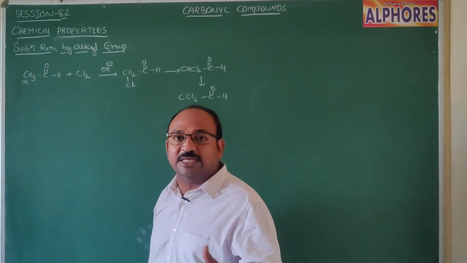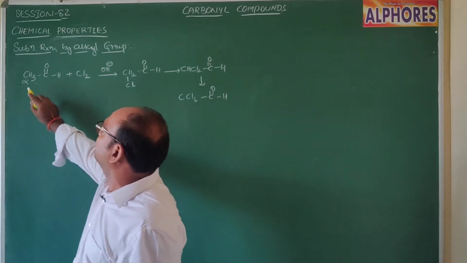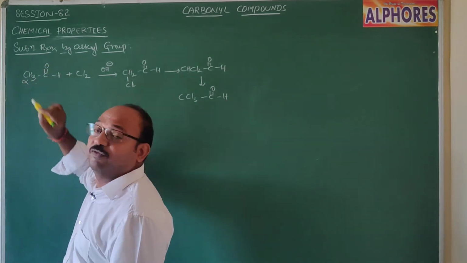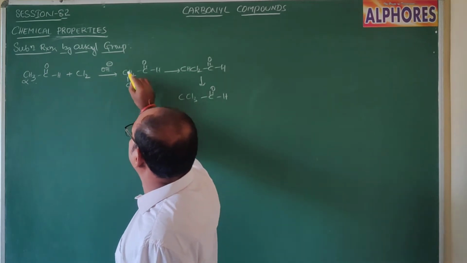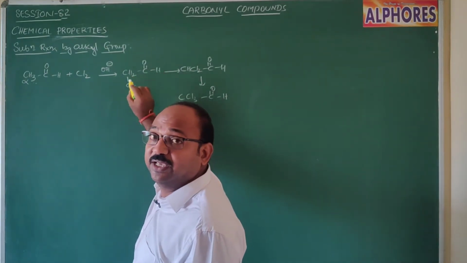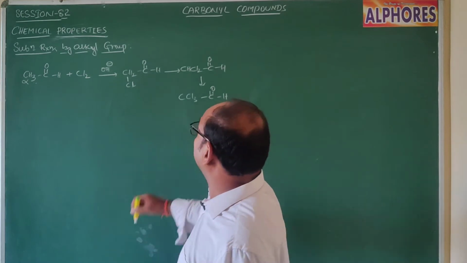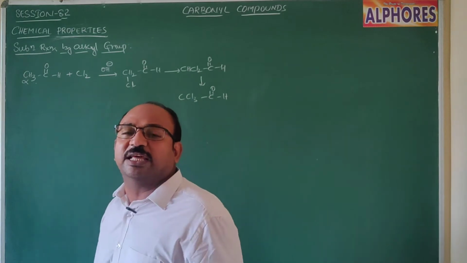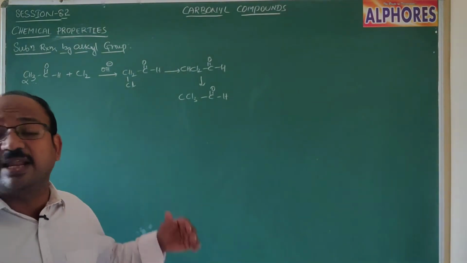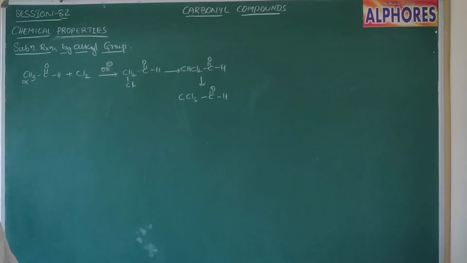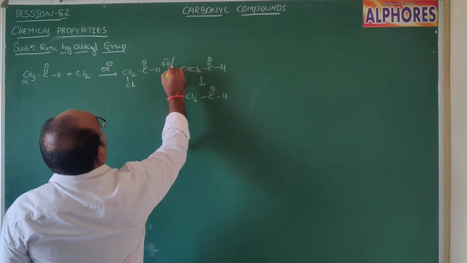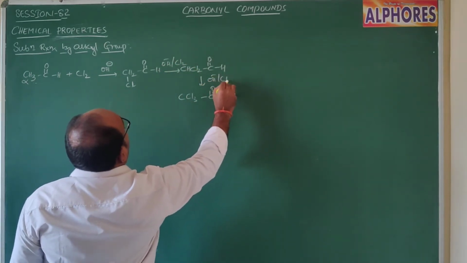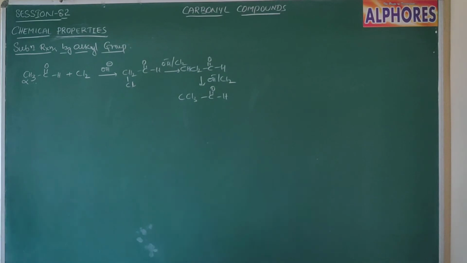That means with an increase in the number of electron withdrawing groups. In the first case, this carbon is attached to one electron withdrawing group, whereas in this case the carbon is attached to two electron withdrawing groups, C double bond O and Cl, both electron withdrawing groups. And in the third case, two chlorine atoms and one C double bond O are electron withdrawing groups. That means with an increase in the number of halogen atoms, the acidic nature of the hydrogens increases. With increase in acidic nature of hydrogens, here OH minus and Cl2, so in the presence of alkali, halogen substitution takes place much faster.